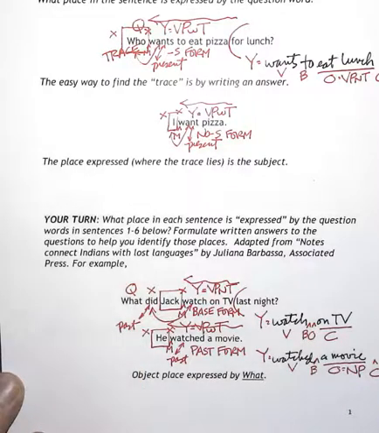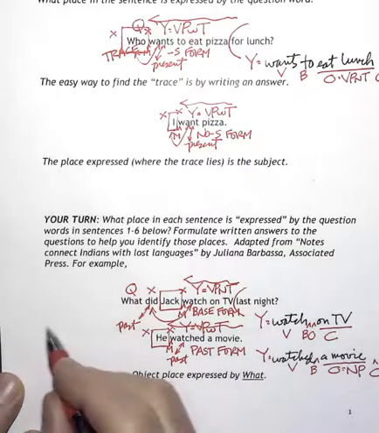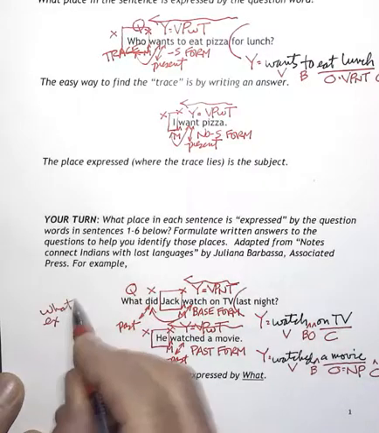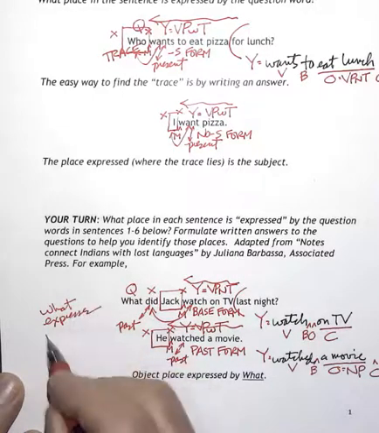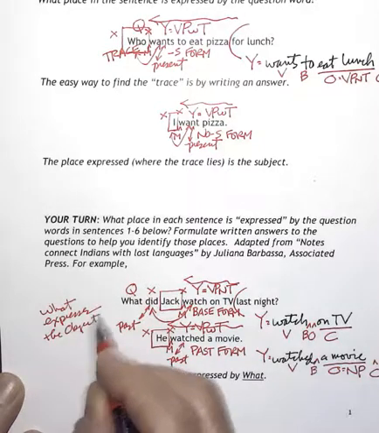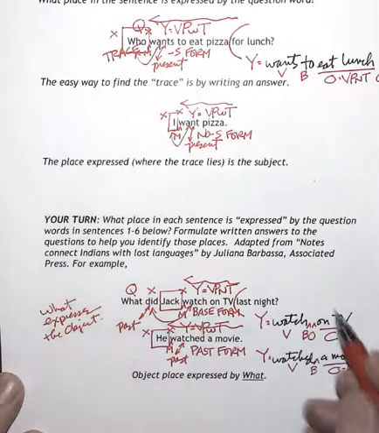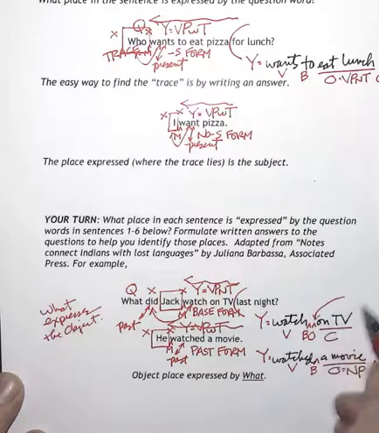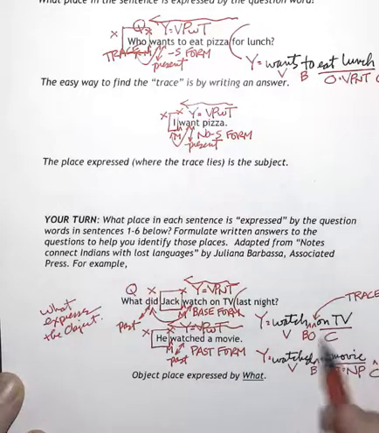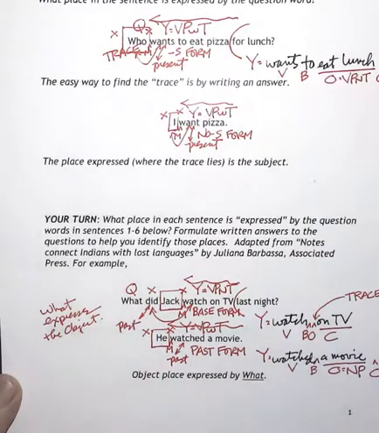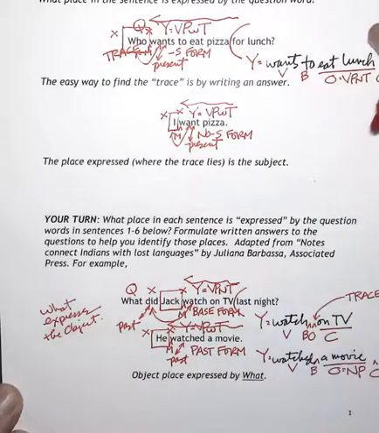So what expresses the object. And so in our analysis of the question, the trace lies here in the object place. We recognize that there's something missing here, and that's why we know how to answer this question. Okay, let's take a look. I think we got some sentences we can practice on the next page, some questions.